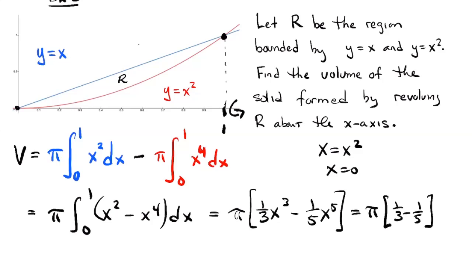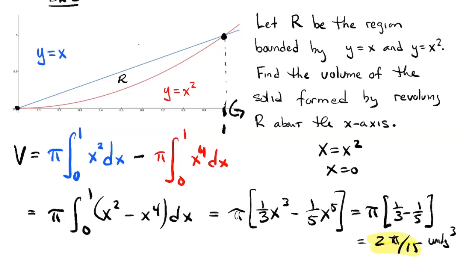If you convert those to 15ths, you have to take 5/15ths, subtract 3/15ths, so you get 2/15ths. So 2 pi over 15 is the exact answer. It's the exact volume that we're seeking. 2 pi over 15, again, cubic units. It's a volume.